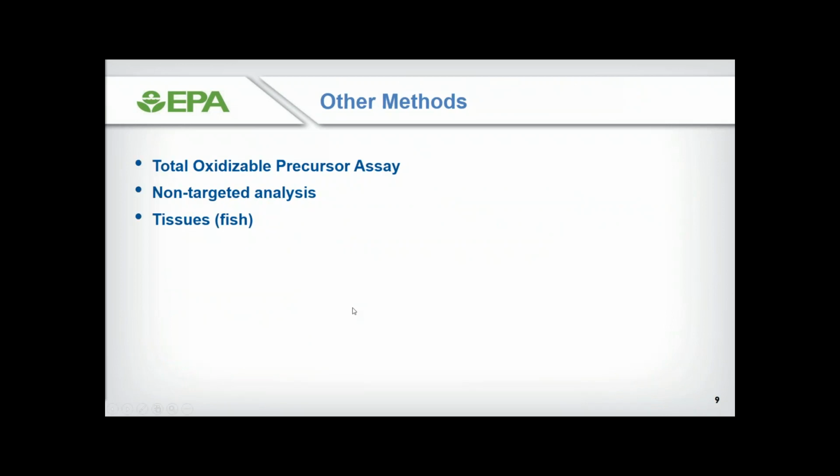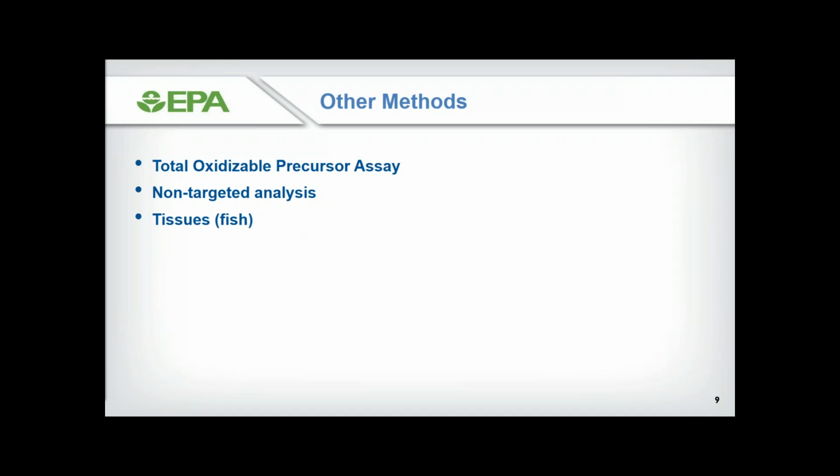Lastly, I just want to mention some other methods that, particularly in ORD, the Office of Research and Development, we're looking into. One is the total oxidizable precursor assay. That's a method where all of the precursors to PFAS are converted over to analytes that can be easily measured. And it may give us a method to at least broadly assess what the total, if you will, PFAS level is in a particular sample.